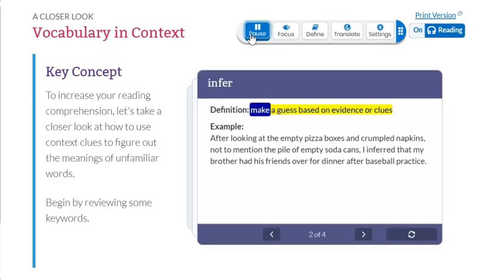Definition: make a guess based on evidence or clues. Example. After looking at the empty pizza boxes and crumpled napkins, not to mention the pile of empty soda cans, I inferred that my brother had his friends over for dinner after baseball practice.